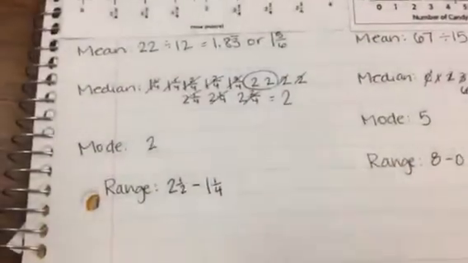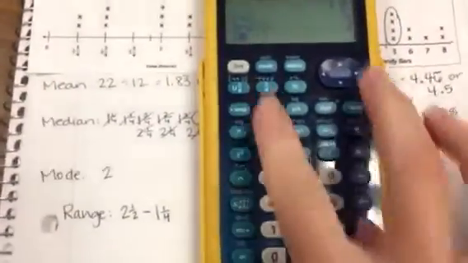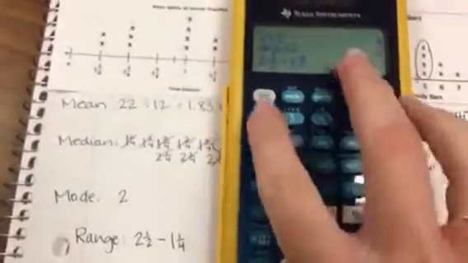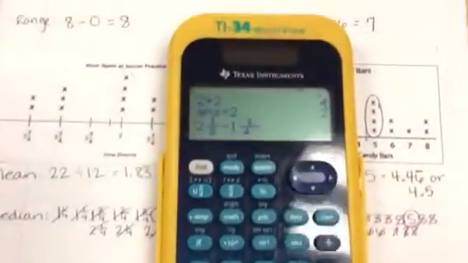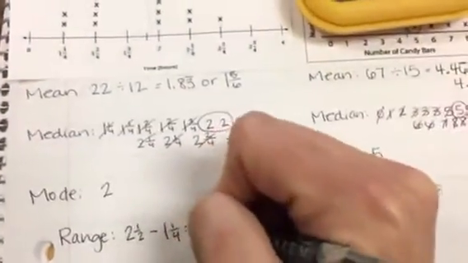So that's what it looks like. Now, if you're doing this by hand, you definitely want to leave this as 2 2/4. But if you have the luxury of using a calculator, you have 2 1/2 minus 1 1/4. And we see that our range is 1 1/4.